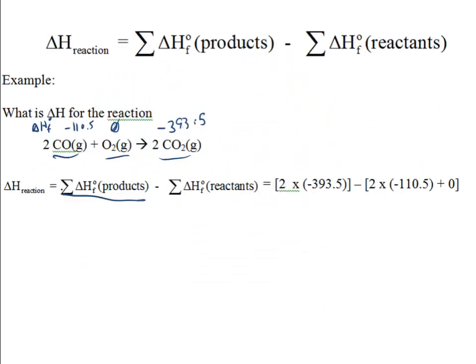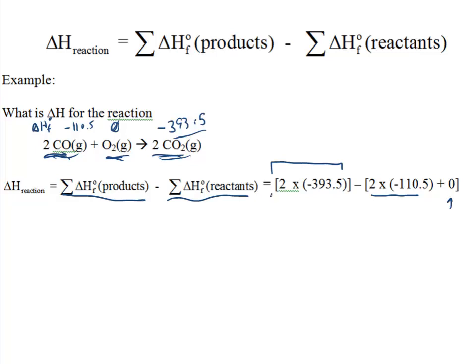And then what you do is you add them up. You take the products and add those up. The products are just the 2 CO2s, so it's 2 times negative 393.5. From that, you subtract the sum of the reactants. The reactants are 2 COs, so that's 2 times minus 110.5, plus the oxygen, but that's 0. And when you add that up, you get the overall net delta H for the reaction.